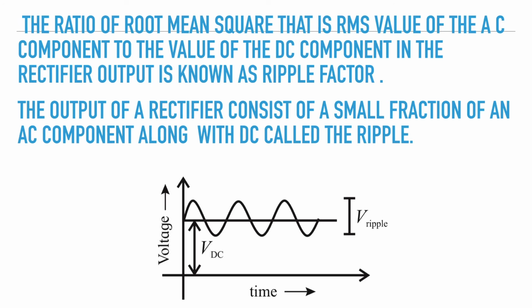The effectiveness of a rectifier depends upon the magnitude of the ripple component in its output. A smaller ripple means that the rectifier is more effective.